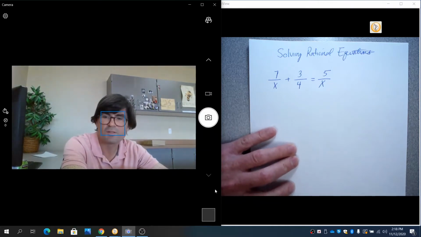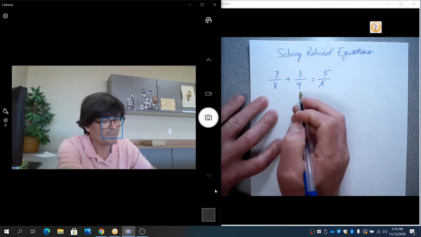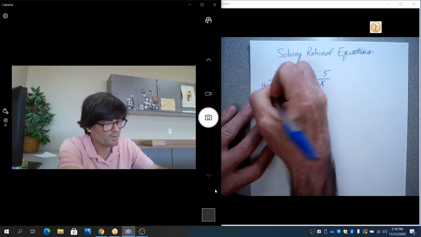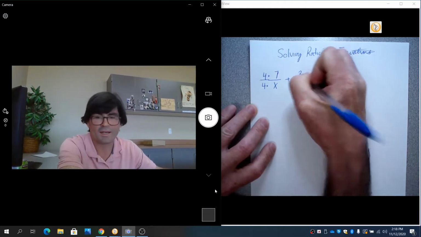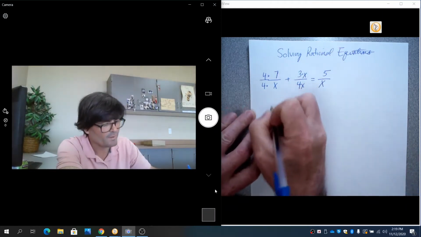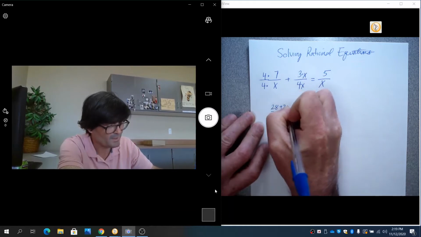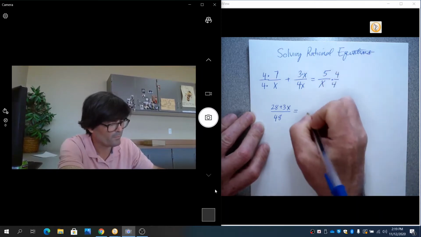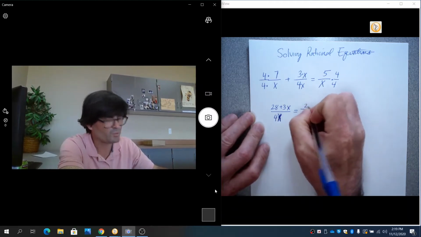The first thing I'm going to do is find a common denominator, and we'll multiply by that common denominator. Since I had x and 4 here, what I could do is multiply by 4 over 4, and this by x over x. And this would give me a denominator of 4x, 28 plus 3x equals, if you multiply this by 4 over 4, you get 4x on bottom and 20 on top.